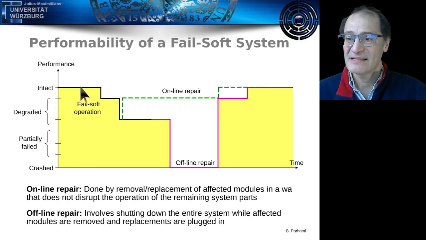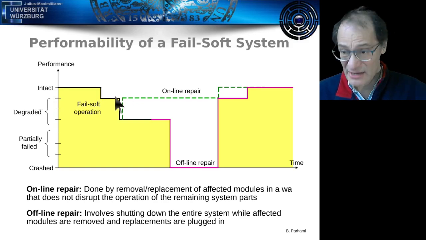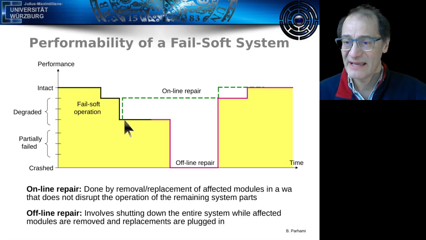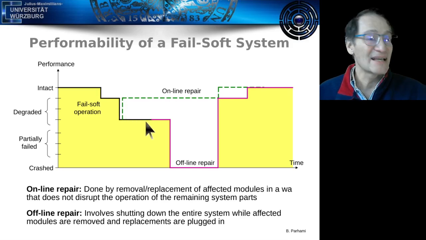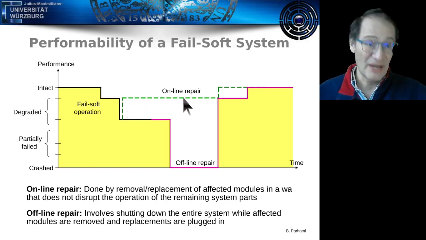So you have an intact system, something was wrong, and then you reduce your performance. This is fail soft operation. So you continue working with degraded operations. Or maybe you have another failure, and then you reduce your operations again, and then you continue working. And then you have two options, or if you have the options, you can repair, online repair. So you continue providing this degraded function, and at the same time, the system is going to be repaired. The failed modules will be substituted or something like this, and then we can continue at this point.